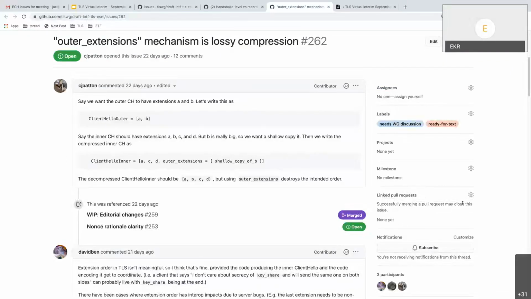That's fine. I think one thing about requiring the compressed extensions to be contiguous is that you want to put the outer extensions in the right order. So if the extensions are A, B, C, and D, and you're going to compress B and C, then the representation of the client hello inner needs to be A, and then outer extensions for B and C, and then D.